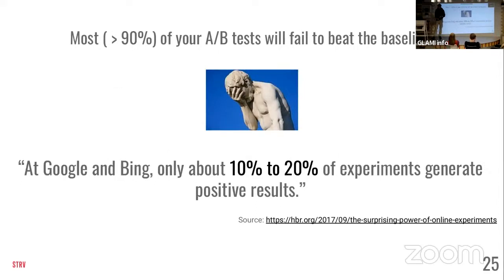It's a 5 years old article about testing at Google and Bing. Basically they say that just 10 to 20% of experiments actually generate some positive results. This is really cruel, I would say. And this is just that the experiment generates positive results. It doesn't tell anything about the actual deployment.